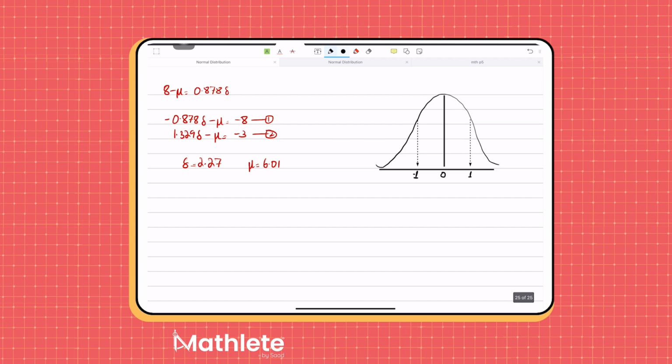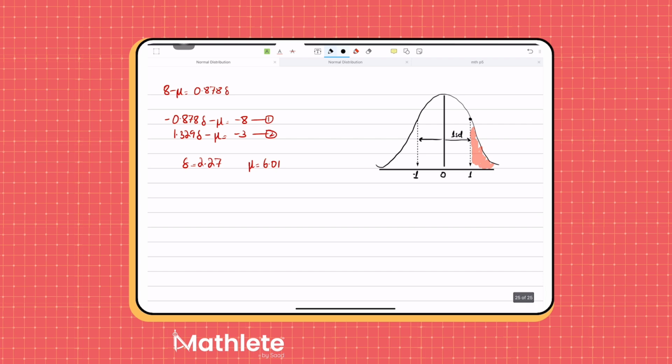Now if I ask you this question, how far away is this value from the mean, or how many standard deviations away is this region from the mean? What would you say? Sir, 1. You would say 1 standard deviation. That means this area is representing more than 1 standard deviation away from the mean. What would you say about this?